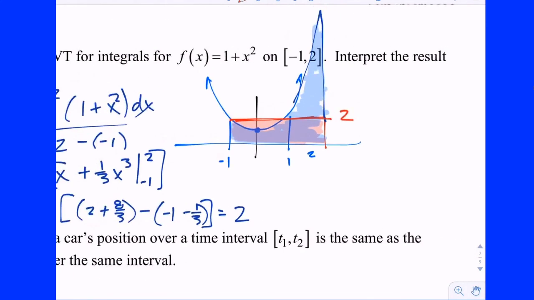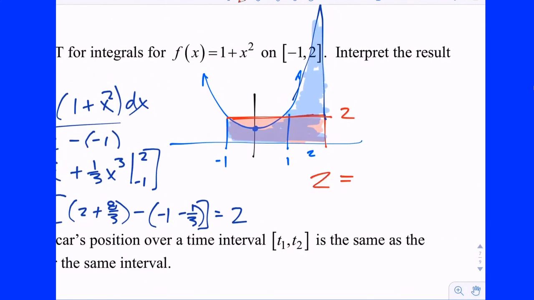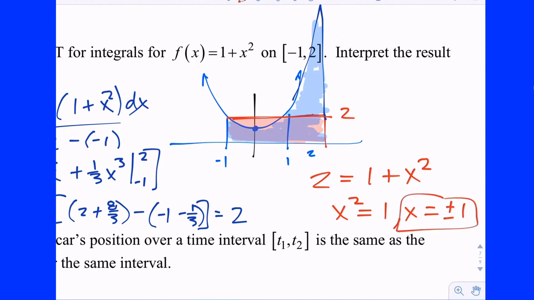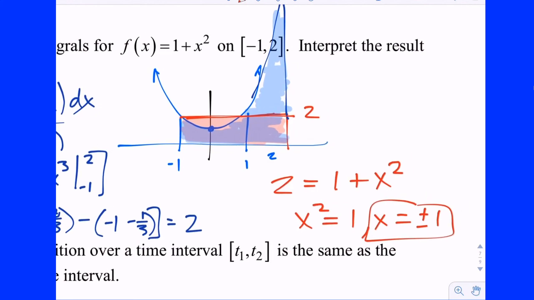Now, to figure out the values where that occurs, you now set that equal to your function. And you get x squared equals 1, so x equals plus or minus 1. Now, notice both -1 and +1 fall on the closed interval, which means both of them fall into the theorem, because we can have an endpoint.